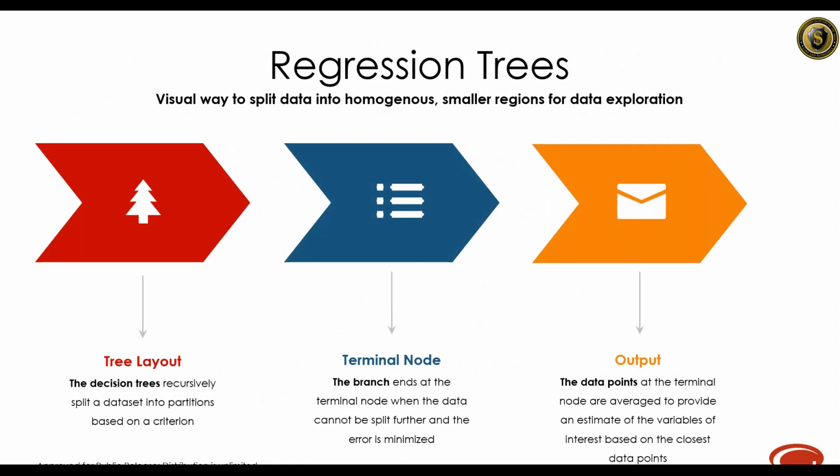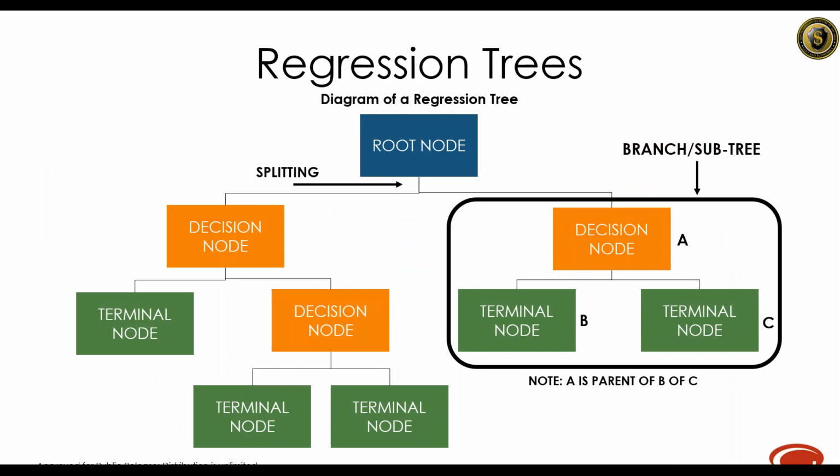So regression trees split the data into homogeneous groups, and the resulting graph presents these splits with the use of branches. The tree-based method partitions the data into smaller regions where interactions are more manageable, and the focus is to minimize the error within the groups. And the branches are the decision nodes, and the leaves are the terminal nodes. And so once you get to the terminal node in a regression tree, the splitting ends, and the data points that are left are averaged to provide an estimate of the dependent variable of interest based on the data points within that group. So let's look at a little diagram of a regression tree.